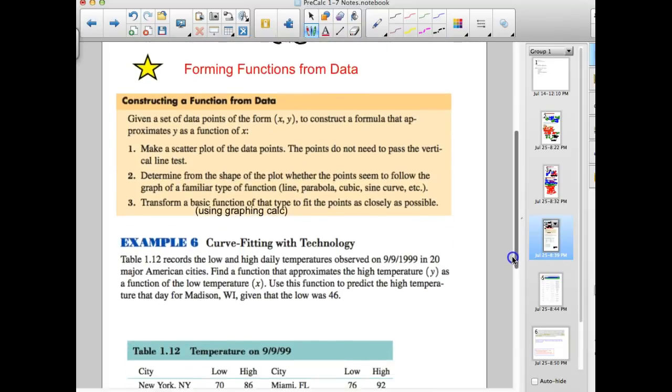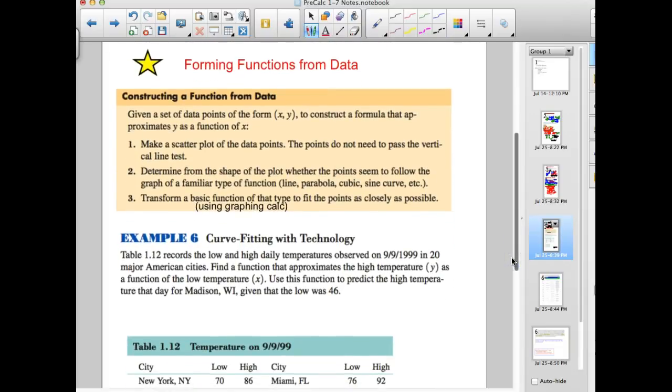We have one more example to look at. This is forming functions from data. We're going to use your calculator to do some regression. It says constructing a function from data. Given a set of data points of the form x, y, to construct a formula that approximates y as a function of x, your first step would be to make a scatter plot. Your points do not have to pass the vertical line test. They can be wherever. We're just using that scatter plot to help us think of the shape that we need. So determine from the shape of the plot whether the points seem to follow the graph of a familiar type of function.